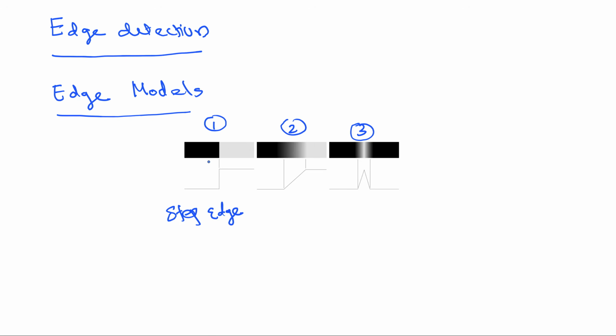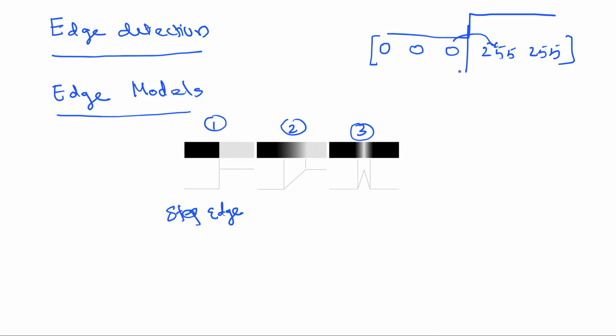Step edges are common in images generated by computers. Imagine that you have a matrix like 0 0 0, then 255 255. You can see that at the distance of only 1 pixel the intensity changes. Up to this point we have a darker intensity, and from there onwards a higher intensity. This is an example of a step edge, and it happens largely in computer-generated images.